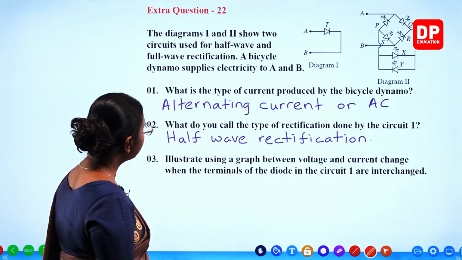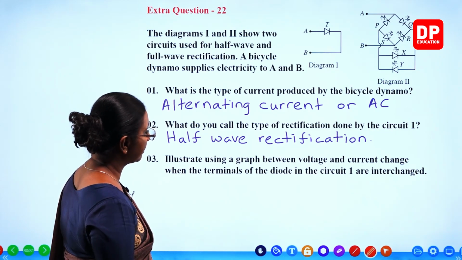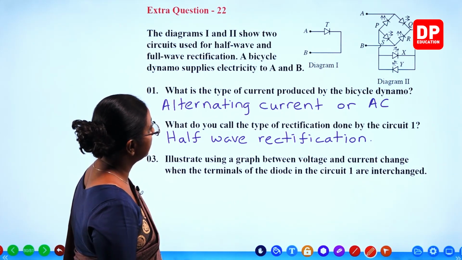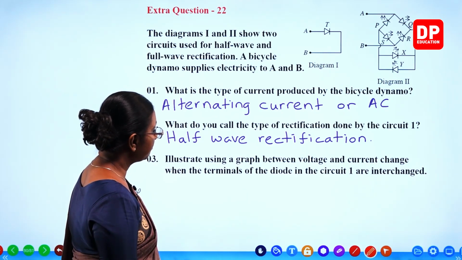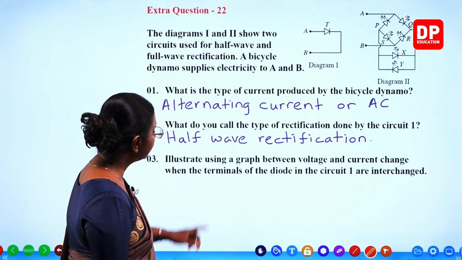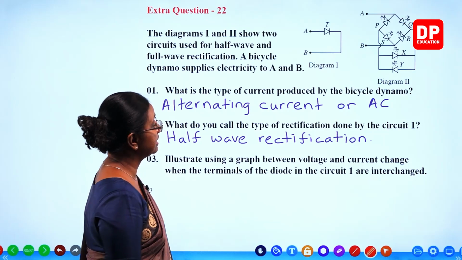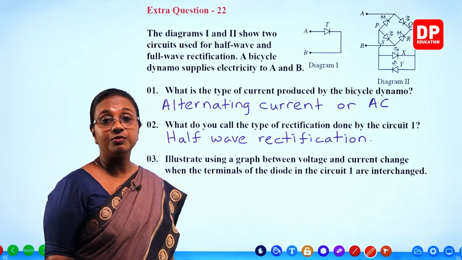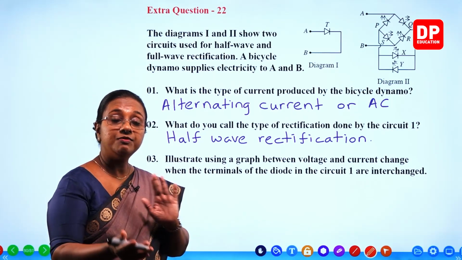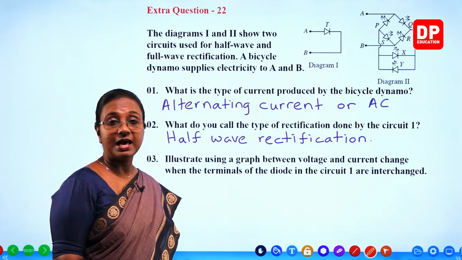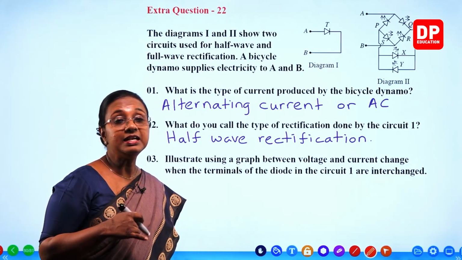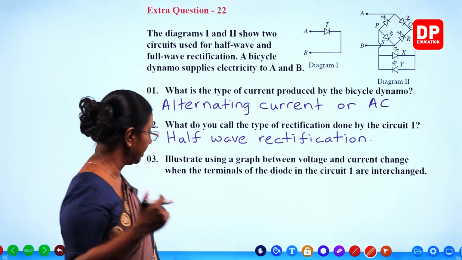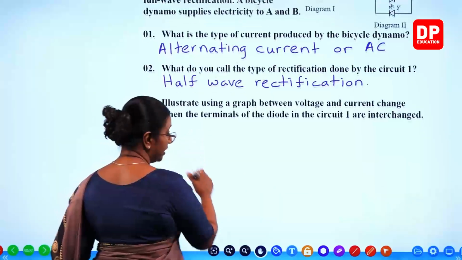Then the third one, illustrate using a graph between voltage and current change when the terminals of the diode in the circuit 1 are interchanged. The way it is shown now, the positive current will flow through the diode. But if you change the terminals, then what will happen? It will be the negative current that will flow through the diode. Negative half cycles of the alternating current. So, if you are to show it in a graph.